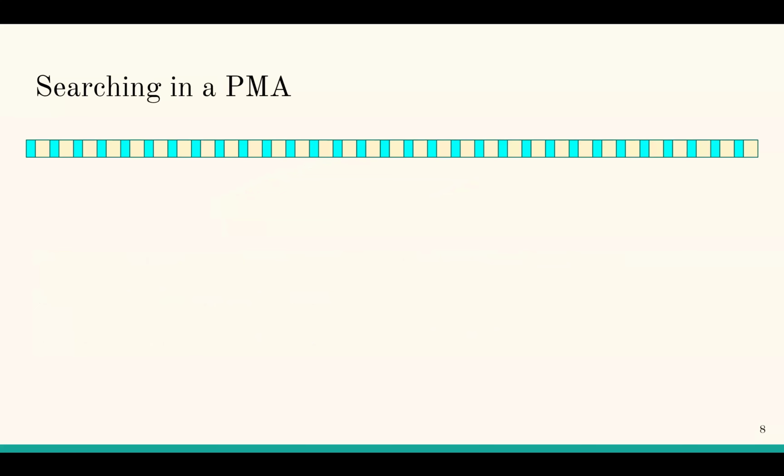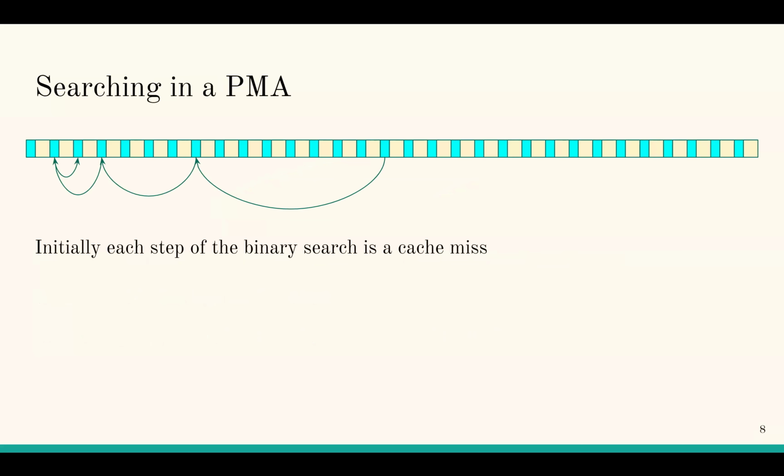So diving into this a little more, we do our standard binary search, and then we get to the bottom. Initially, each of these steps along the binary search is very likely to be a cache miss. These leaf heads are of distance log n apart from each other.